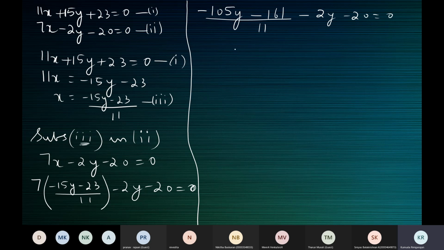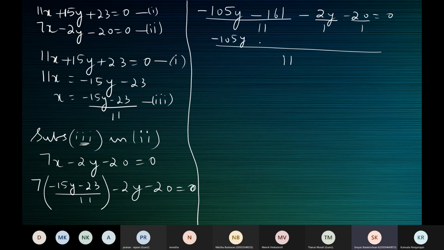What is the LCM? What are the denominators? The denominators are 1, 1 and 11. What is the LCM? 11. Yeah, so what will come here in the numerator? Minus 105y minus 161. Now minus 22y. What's the denominator? 1. So we should multiply by 11. Here it is 11, so into 1. Numerator also into 1. So it will come as it is.